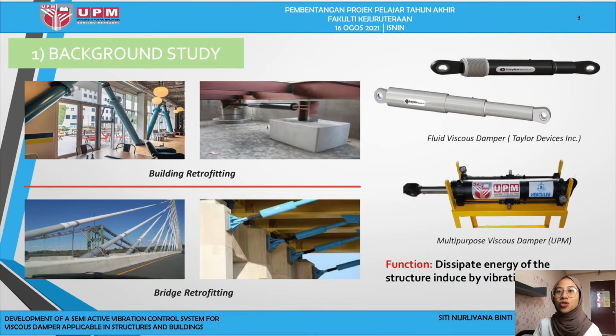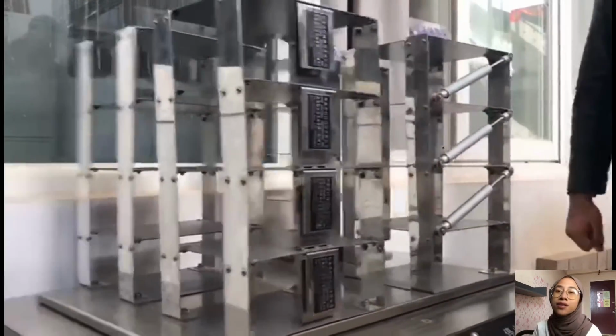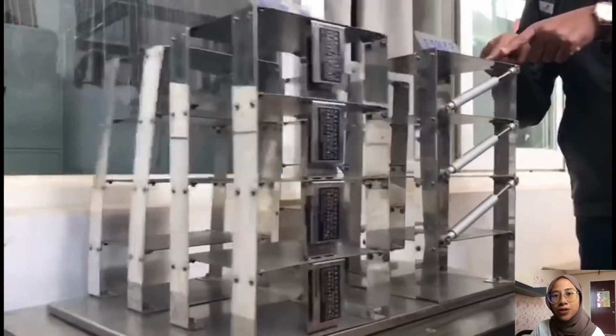Viscous dampers are the most common control devices used in structural vibration. They function to dissipate energy and protect against structural damage. Their application can be seen in buildings as frame resistance and base isolators, while in bridges as a cable or deck vibration protection mechanism.